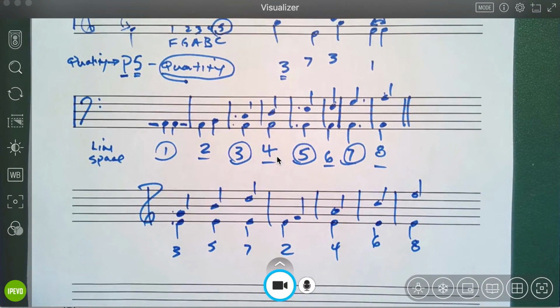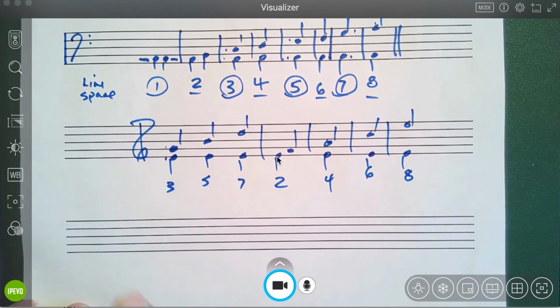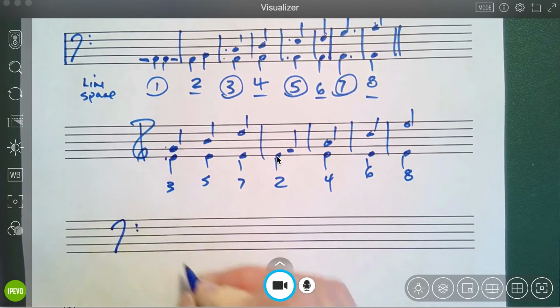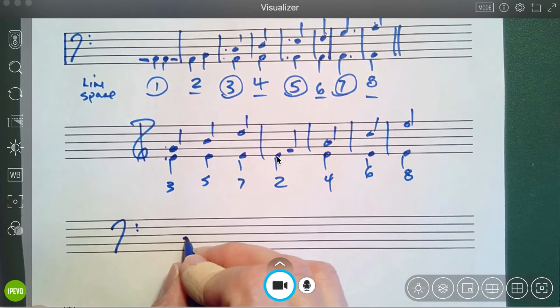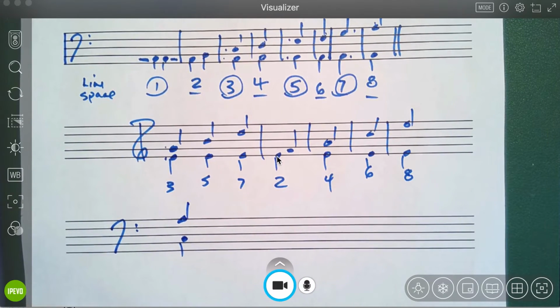One last thing in this video. Again, if I write an interval such as this, you find the quantity this way. This is C to A. You count one. I'll just write it out. C, D, E, F, G, A. You don't need to write it out, but I just wanted to show here that this is 1, 2, 3, 4, 5, 6, and this is a 6.